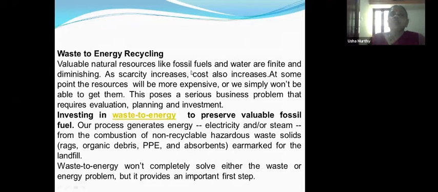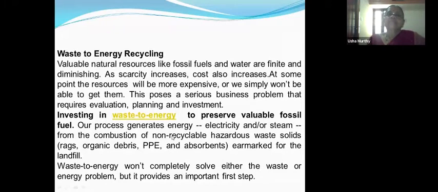Valuable natural resources like fossil fuels and water are finitely diminishing. As the scarcity increases, cost also increases. At the same time, the resources will be more expensive, or we simply won't be able to get them. This poses serious business problems, and it requires evaluation, planning, and investment. So, investment in waste to energy to preserve valuable natural resources.